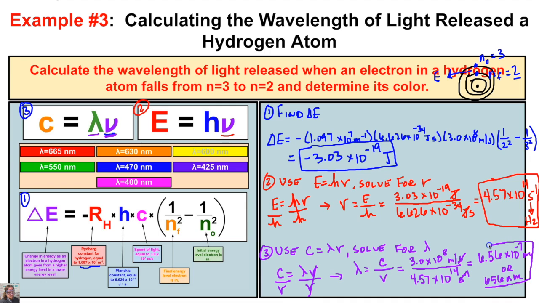nanometers. So here is the wavelength of light that is going to be released, and if we take a look at 656 nanometers, we can see that that is going to be very close to this color of light right here. So we can say that it is reddish. It's not quite red, it's approaching orange. So we will say that the color of light that is going to be released as this electron falls from the third principal energy level to the second principal energy level will end up having a reddish color of light.